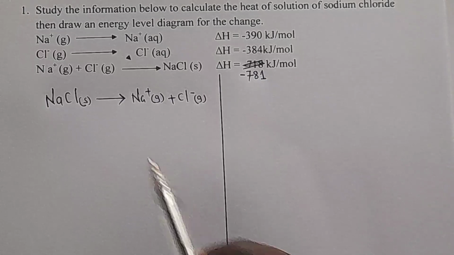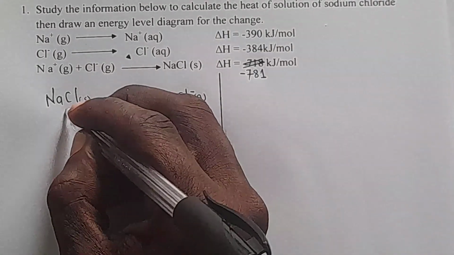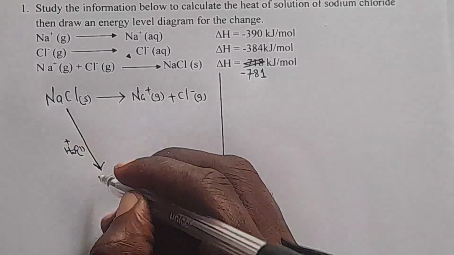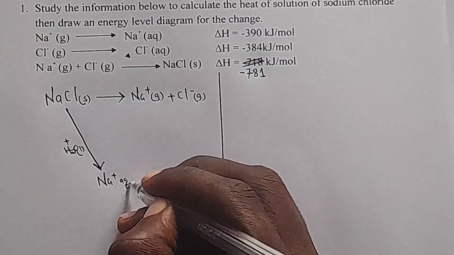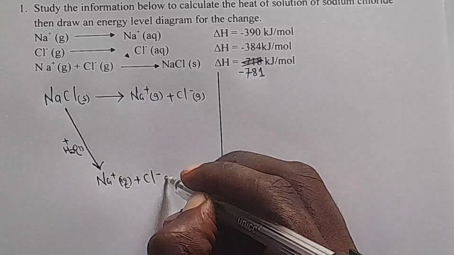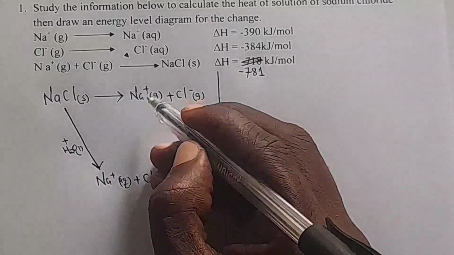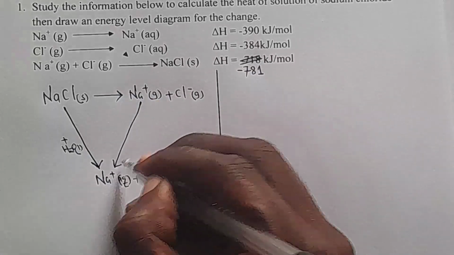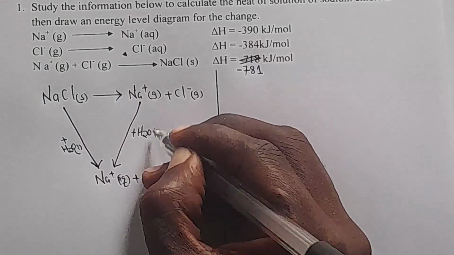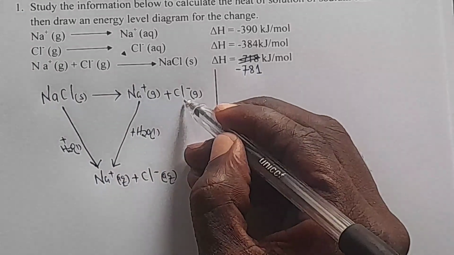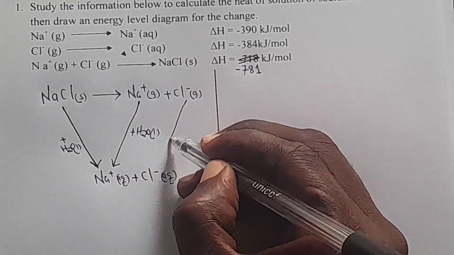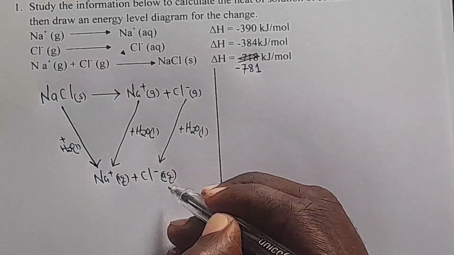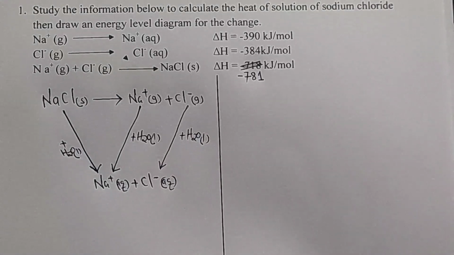Now we have again heat of solution here, because we can have sodium chloride and we can add water so that we can get sodium ion, which is aqueous, and chloride ions, which are aqueous. So here again we have sodium ion, which is gaseous. It can become hydrated by adding water so that it becomes sodium ion aqueous. Here the same, we have chloride ion, which is gaseous. It can become hydrated by adding water so that we get chloride ion in solution form. So this is an energy circle diagram.